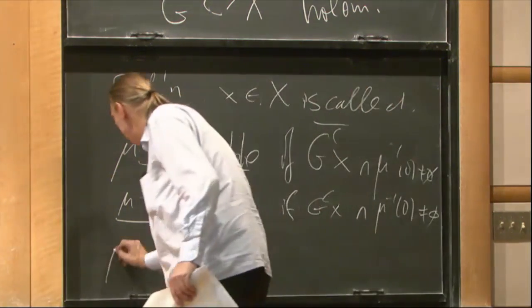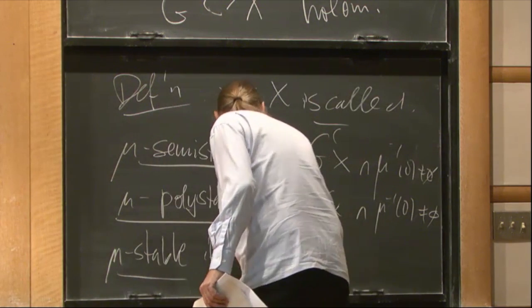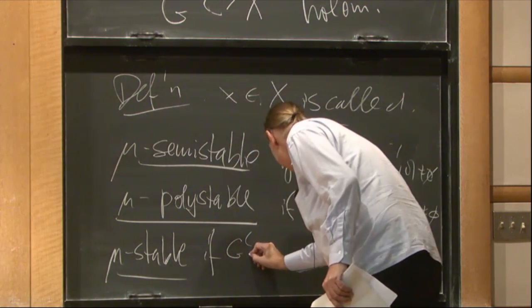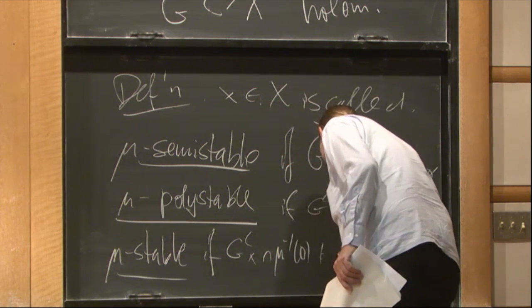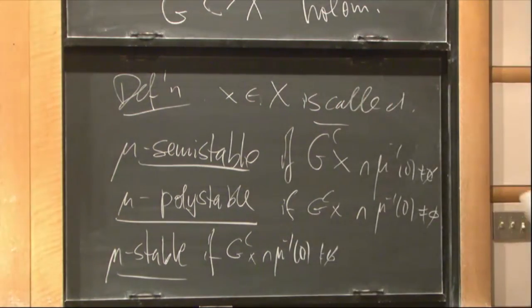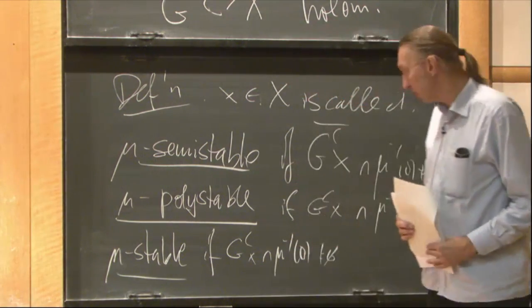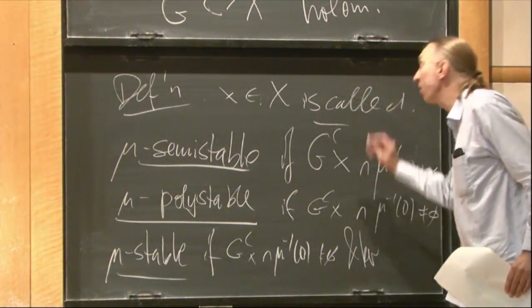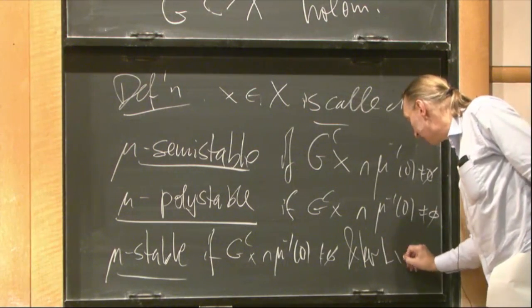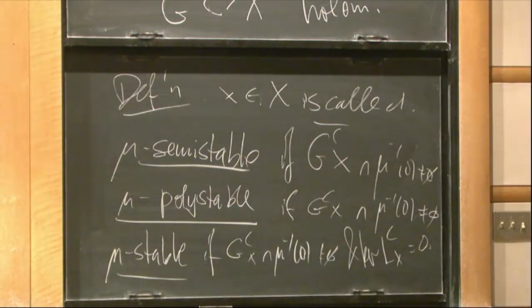And the third condition is mu stable, that's the strongest, and it says that polystability is satisfied, and in addition that the isotropy subgroup, the complex isotropy subgroup of x is discrete. So you could rephrase that as saying that the kernel of that linear operator, L_x^C, vanishes, because that kernel is precisely the Lie algebra of the isotropy subgroup.